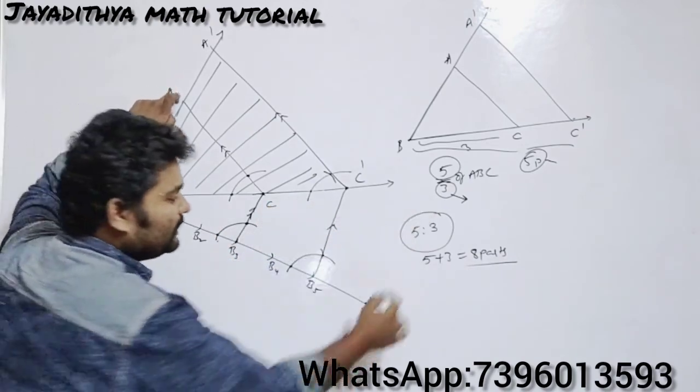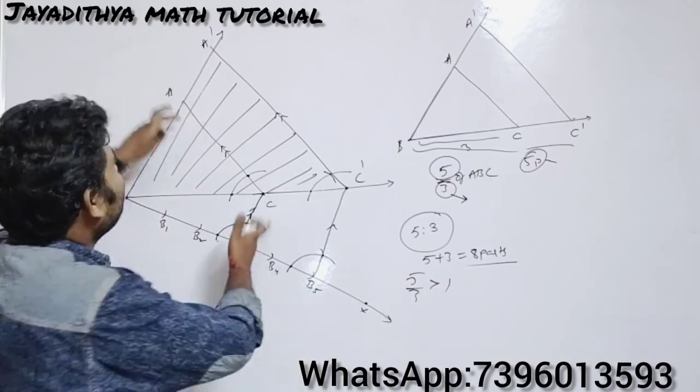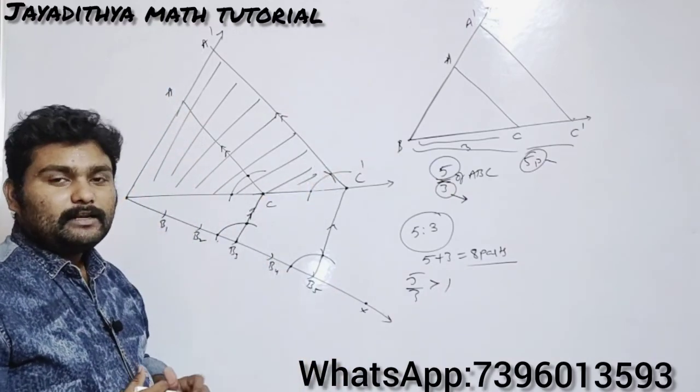The scale factor is greater than 1 here. See here, 5 by 3 is greater than 1. So we get an enlarged figure. That's why we got a bigger figure than the original figure now.